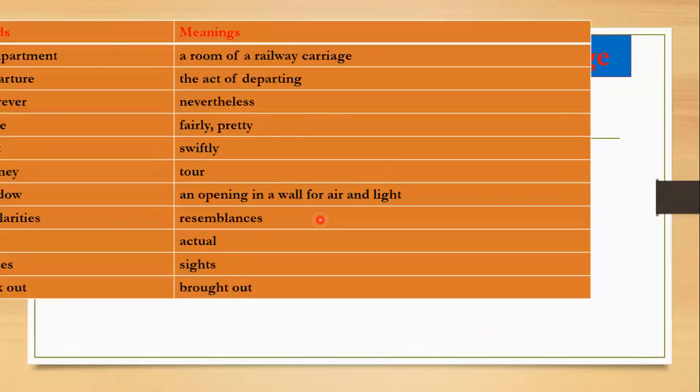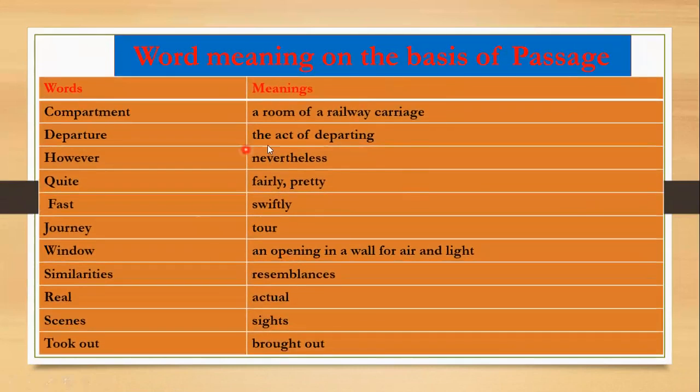Dear students, some word meanings are also here on the basis of the passage. Compartment: a room of a railway carriage. Departure: the act of departing. However, nevertheless. Quite: fairly, pretty. Swiftly: fast. Window: an opening in a wall for air and light. Similarities: resemblances. Real: actual. Senses: sides. Took out: brought out.